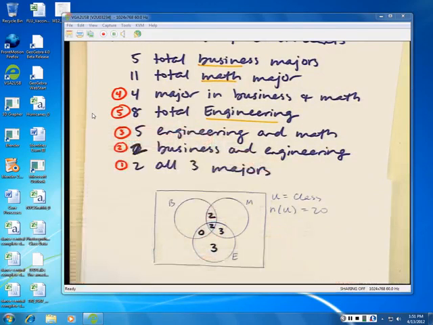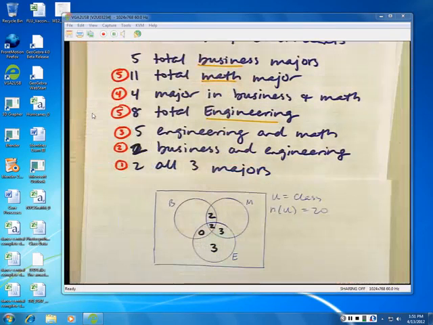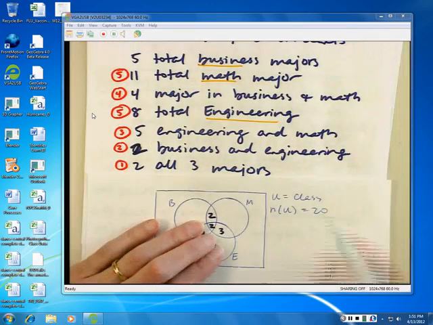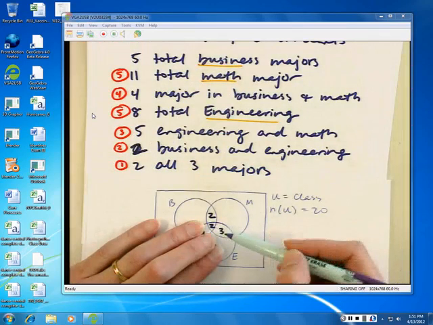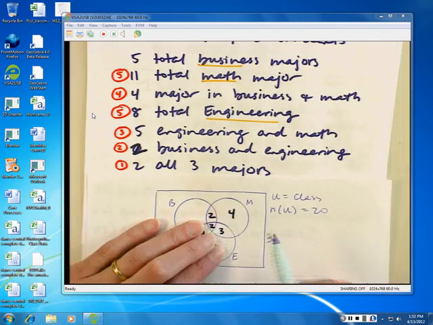So now let's do math majors only. 5. Okay, so of our awesome math majors, we need 11 total. In the math circle, I've got so far 2 plus 2 plus 3. So far I've got 4 plus 3 or 7. So I've got 7 so far. I need 11 total, so I need 4 more. So if I add up these numbers in the math set, 4 plus 2 is 6, 6 plus 2 is 8, plus 3 is 11. So I have 11 total math majors.